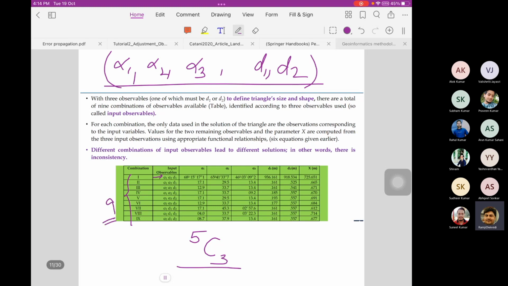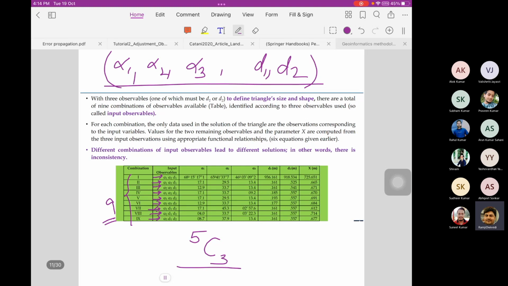Alpha 1, alpha 2, d1; alpha 1, alpha 3, d1; alpha 2, alpha 3, d1. Now here the case of d1 ends. Then again repeat it with d2: alpha 1, alpha 2, d2; alpha 1, alpha 3, d2; alpha 2, alpha 3, d2. That ends. Now the two distances together: alpha 1, d1, d2; alpha 2, d1, d2; alpha 3, d1, d2. So there are a total of 9 such cases.